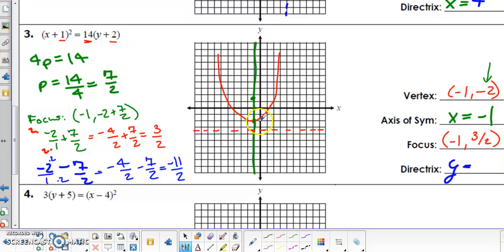So 1, 2, 3, 4, 5.5. And I'll make a straight little dotted line as straight as I can. Oh, you can see the mistake I made earlier.